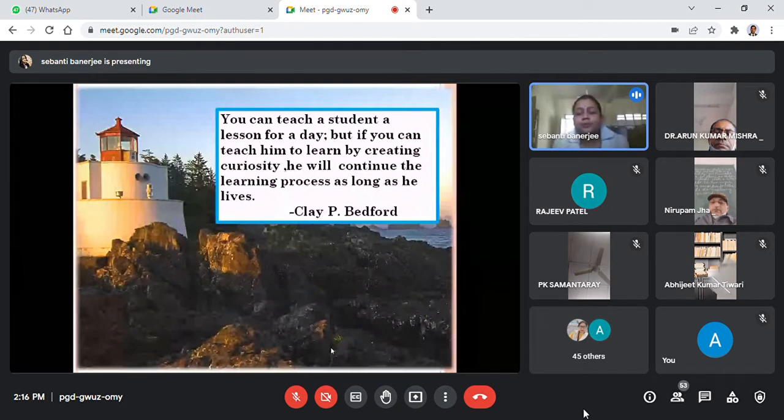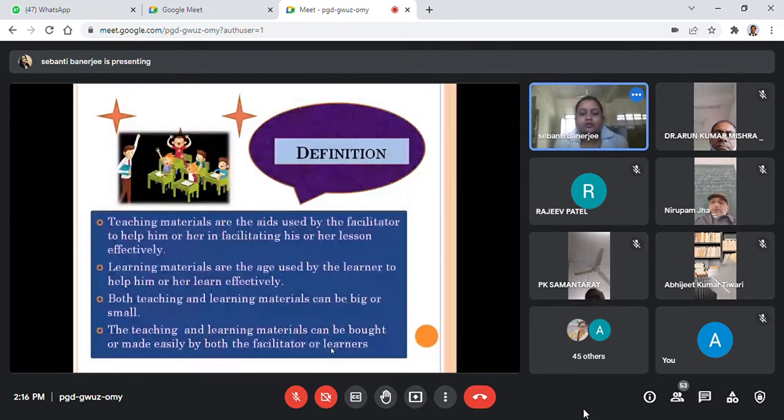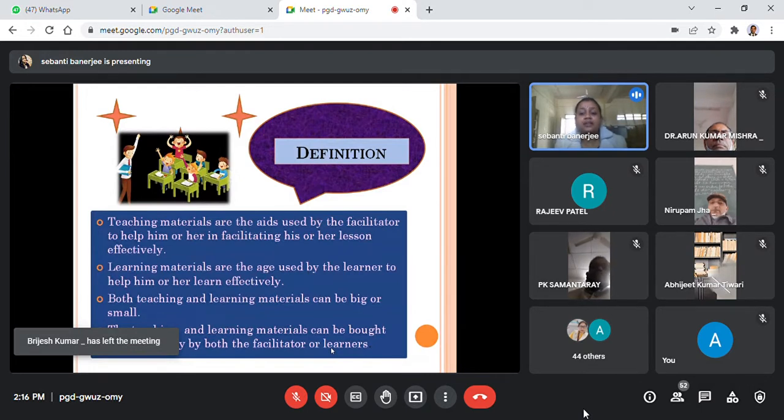Now let us move to the proper definition of TLM. Teaching learning materials are the aids used by the facilitators to help him or her in facilitating his or her lesson effectively. Teachers are also known as facilitators because they facilitate the teaching learning process of the students. Teaching materials are also the aids used by the learners to help him or her learn effectively. These basically create interest among the learners.